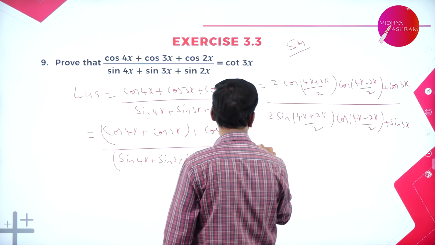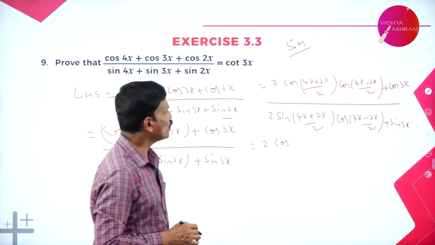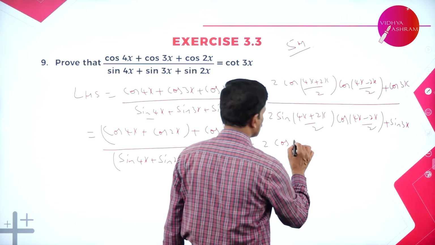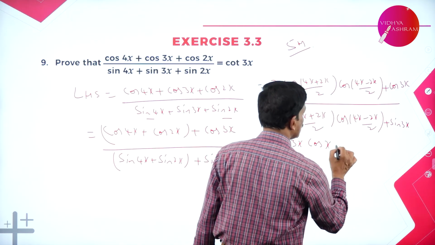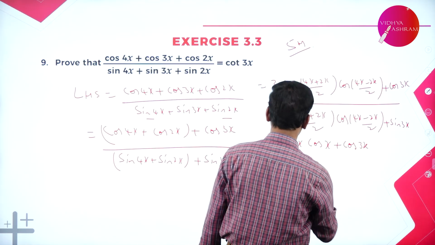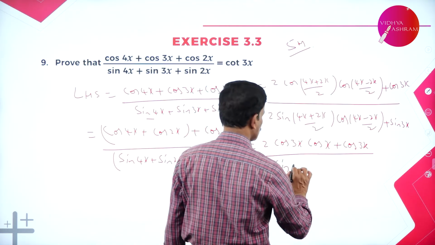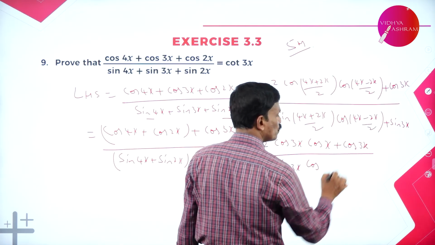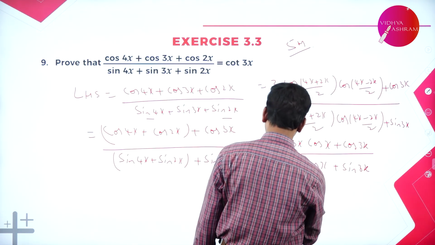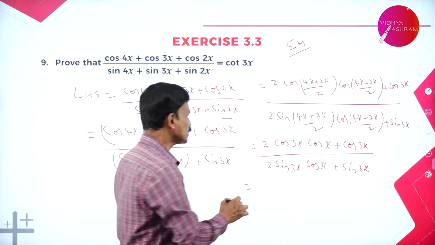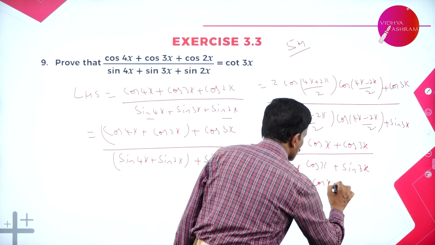Now this is equal to, here this is same, 2 cos, what is 4x plus 2x? 6x. 6x by 2 is 3x, into cos of 4x minus 2x is 2x, 2x by 2 is x, plus cos 3x, divided by, in the denominator, 2 times sin of (4x plus 2x) is 6x by 2 is 3x, into cos of (4 minus 2) is 2x by 2 is x, plus sin 3x as it is. See, in the numerator, you can take cos 3x as a common factor out. So here cos 3x is taken out. What is left is 2 cos x plus 1.